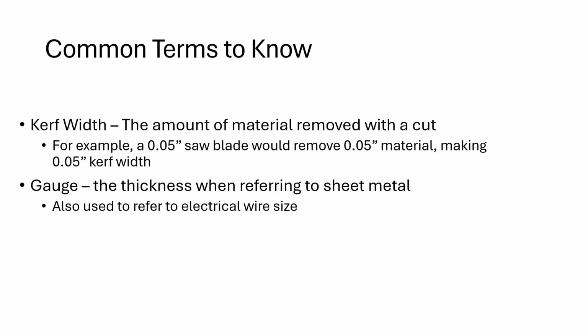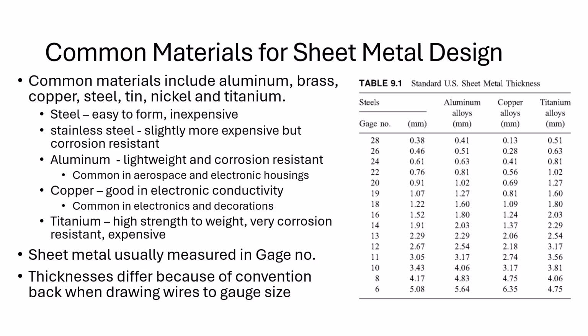A couple quick common terms to know: kerf width. We won't use it too much, but it's an important thing. It's the material removed for the cut. So a 50 thou saw removes 50 thou material. Gauge. So the thickness when referring to sheet metal is generally determined in gauge thicknesses. We'll see that in the slide right here.